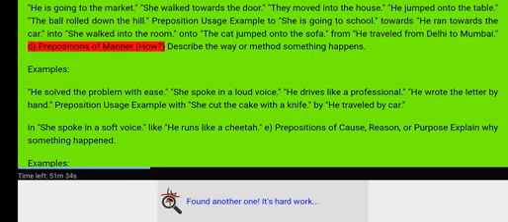D. Prepositions of manner describe the way or method something happens. Examples: He solved the problem with ease. She spoke in a loud voice. He drives like a professional. He wrote the letter by hand.